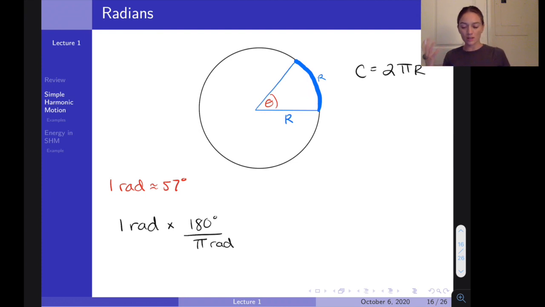So this is also good because now you can estimate when you see something that says like 2.5 radians or 2 radians, you know that 2 radians is going to be about 120 degrees. Okay, so that's what a radian is.